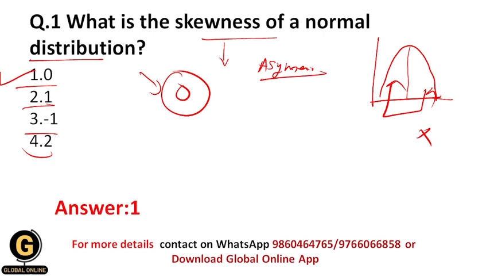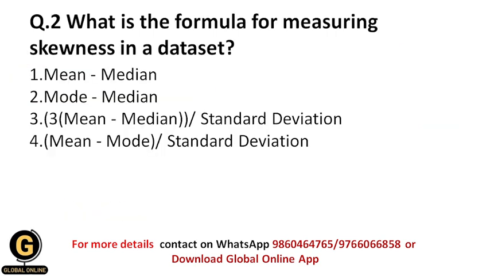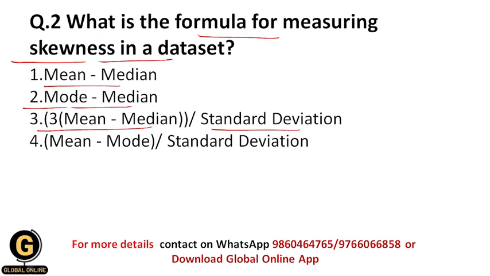Now next is, what is the formula for measuring skewness in a data set? Whenever we want to measure the skewness in a data set, there is a proper formula for that, and we need to pick that formula from these options. Whether it is mean minus median, mode minus median, 3 in bracket mean minus median upon standard deviation, or mean minus mode upon standard deviation.